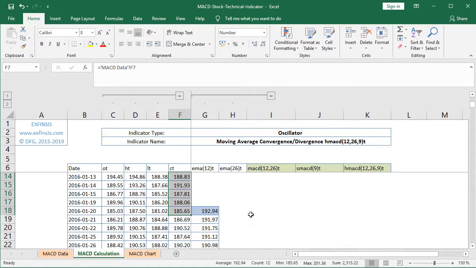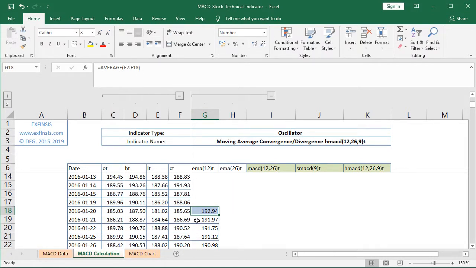Therefore, we're calculating the first of these exponential moving averages as a simple moving average with that built-in Excel function of average, from the first observation in the time series all the way to the current period. So again, we select it and we see the built-in Excel function average from F7 to F18.